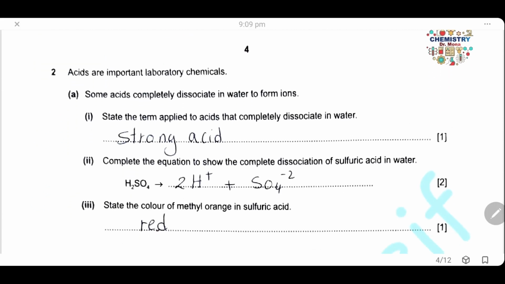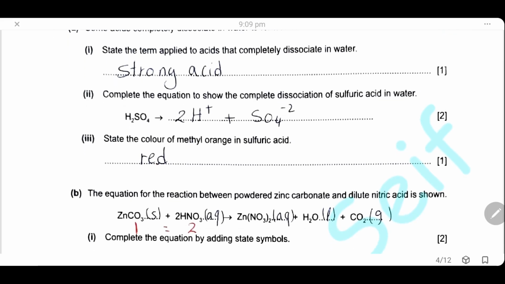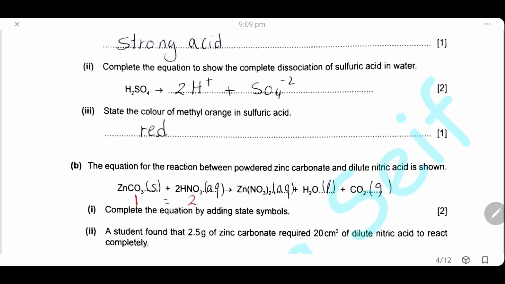Question 2. Acids are important laboratory chemicals. Some acids completely dissociate in water to form ions. State the term applied to acid completely dissociate in water. They are strong acids. Complete the equation to show complete dissociation of sulfuric acid in water. Complete dissociation means all hydrogen in the acid convert into protons. So here we have 2 hydrogen. You must write 2 hydrogen as 2H+, 2 protons, and 1 sulfate with the negative charge.